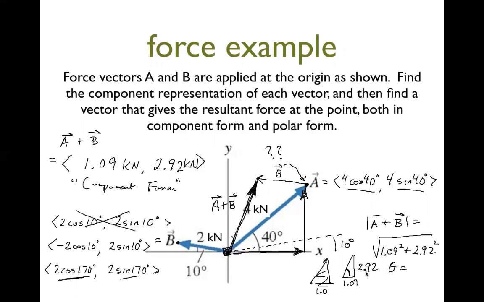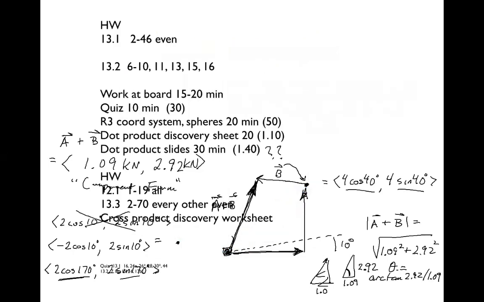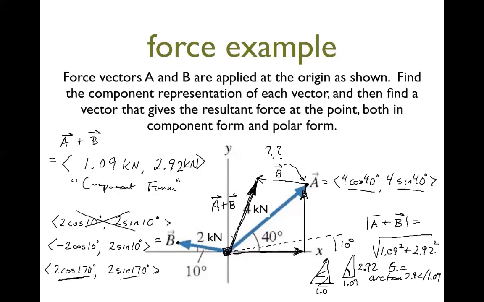So it's the tangent of the angle that gives that ratio that you said. So we want the arc tangent of 2.92 over 1.09. And if you do that, you should get some angle around 60, 70 degrees, something like that. And this magnitude will be something between 2 and 4, greater than 2, but less than 4. Okay, questions on this problem?